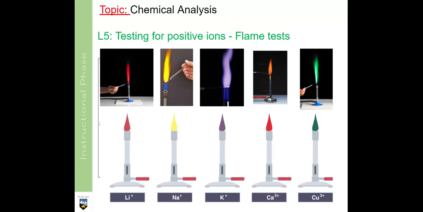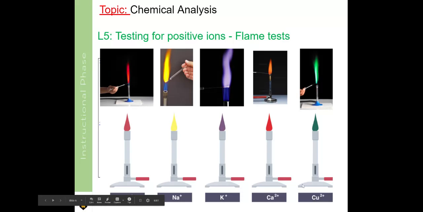Calcium has a charge of 2 positive, because remember it's in group 2. It loses 2 electrons from the outside shell, so it becomes Ca2+. Now, it gives an orangey red flame. Now, that's how we distinguish the difference between lithium and calcium. If you look at the colours of the flames, you can see lithium is bright red, crimson red, whereas calcium is more of an orangey red.